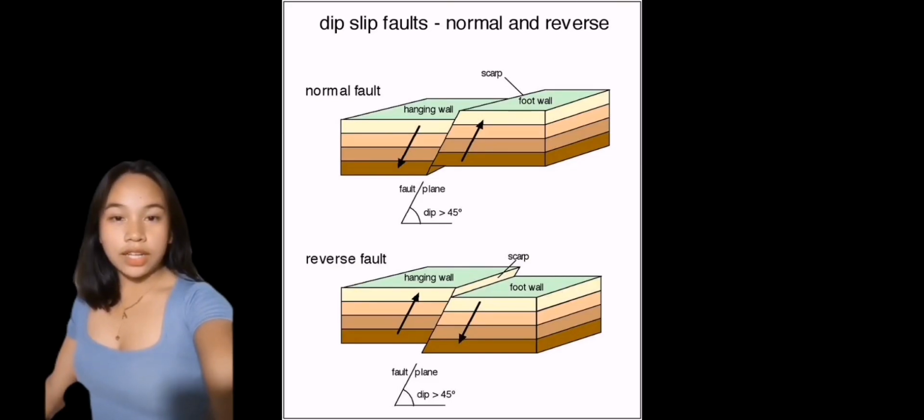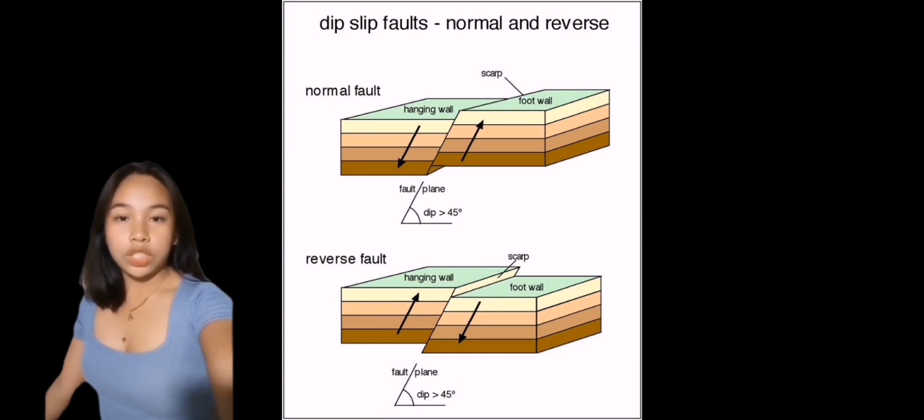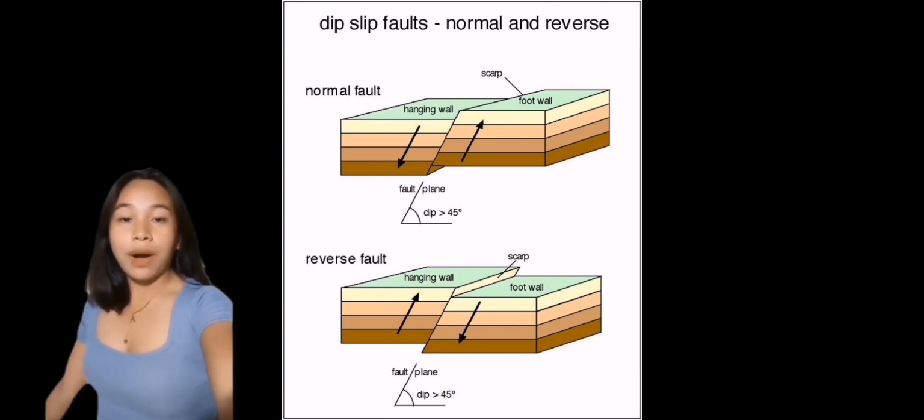Dip-slip faults are inclined fractures where blocks are mostly shifted vertically. If the rock mass above the inclined fault moves down, the fault is termed normal, whereas if the rock above the fault moves up, the fault is termed reverse.